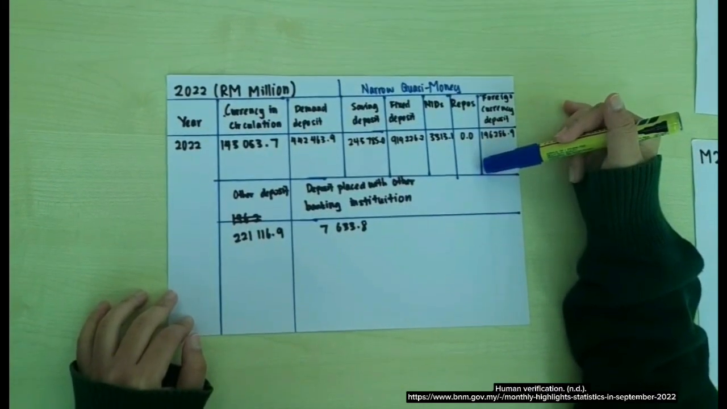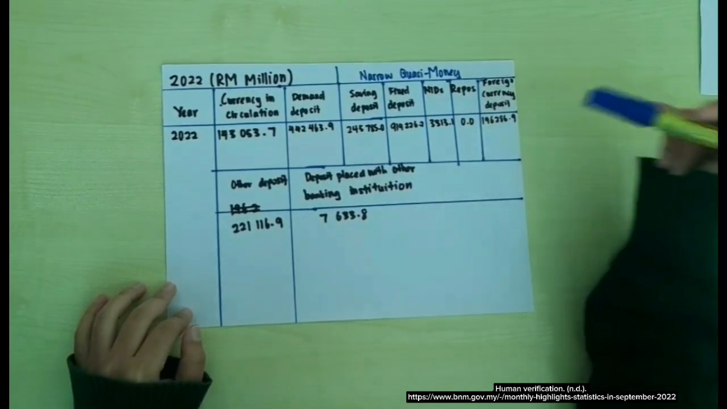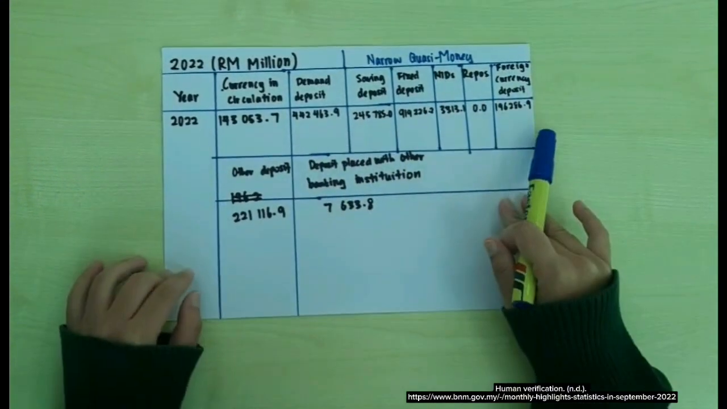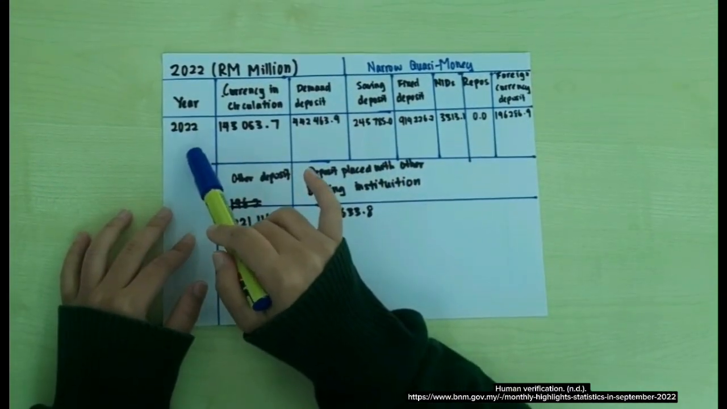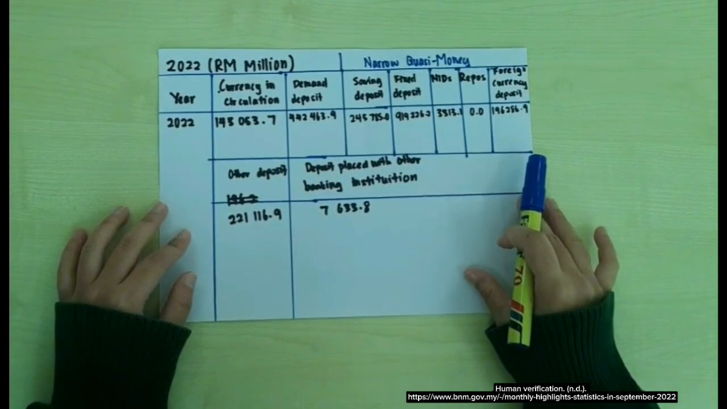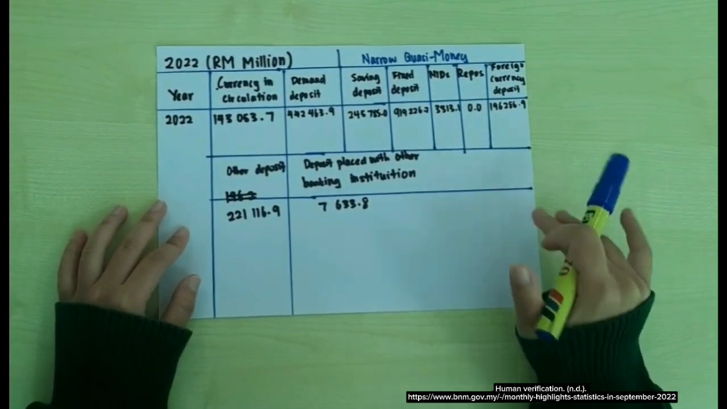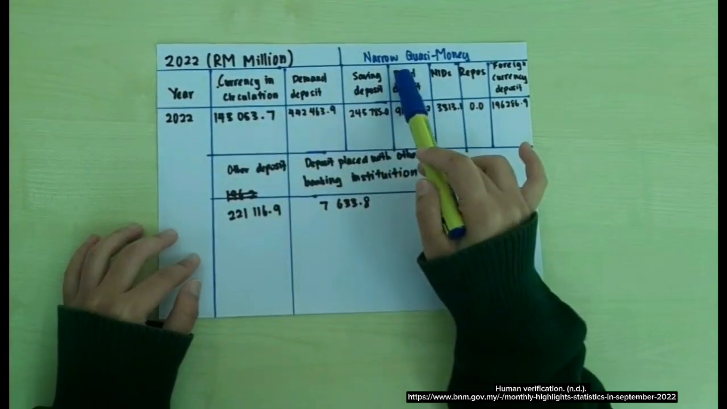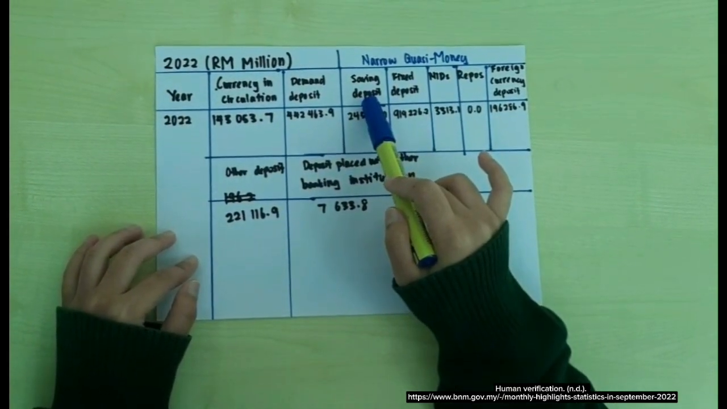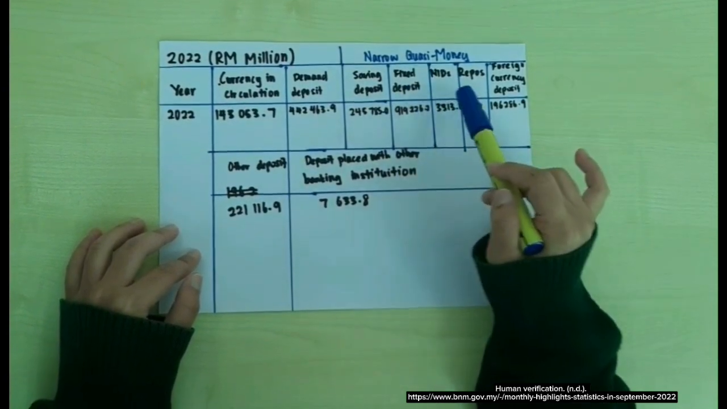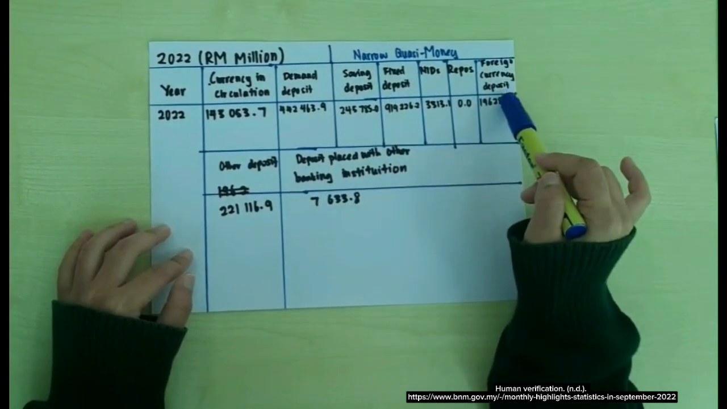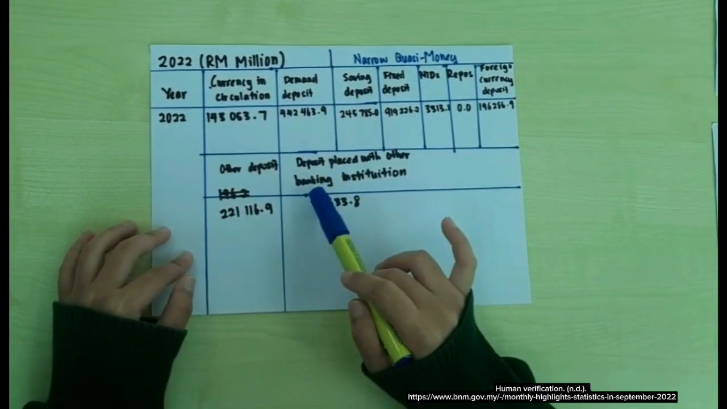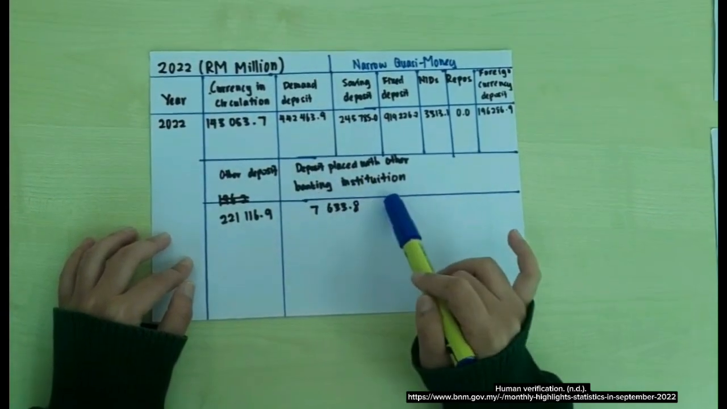Alright, this is the table that I got from the BNM website, and the reference link is in the video. So I take 2022 to calculate M1, M2, and M3. First and foremost, we have currency in circulation, demand deposit, and narrow quasi-money that includes saving deposit, fixed deposit, NID, repos, foreign currency deposit, other deposit, and another thing, deposit placed with other banking institutions.